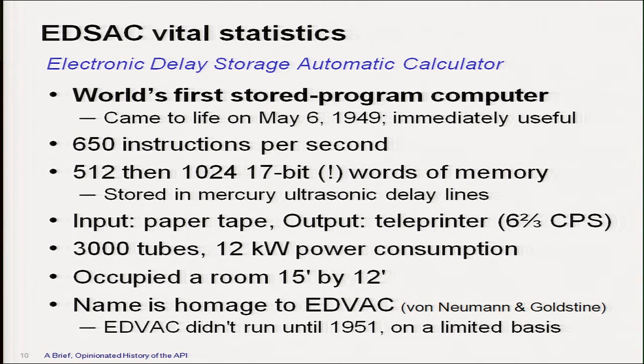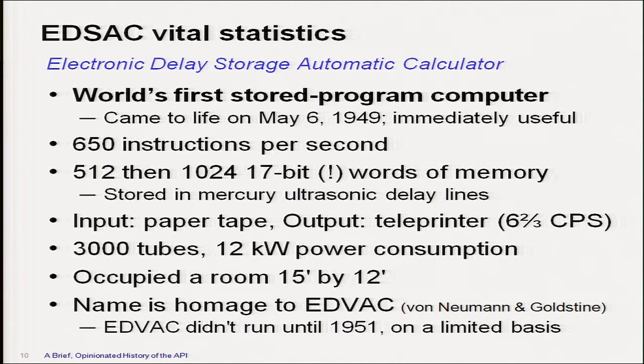It was the world's first stored program computer. It came to life on May 6, 1949, and it was immediately useful to all the other departments, astronomy, biology, and so forth. It ran at the blistering speed of 650 instructions per second.